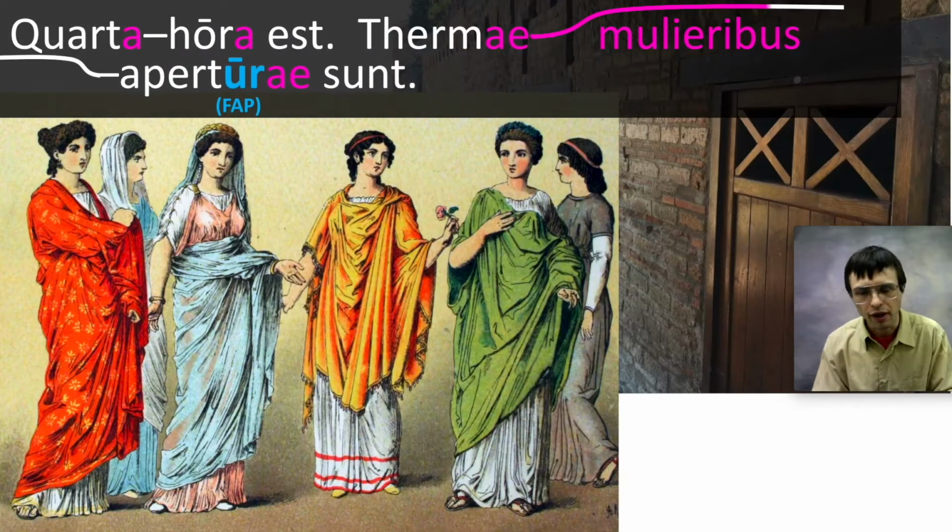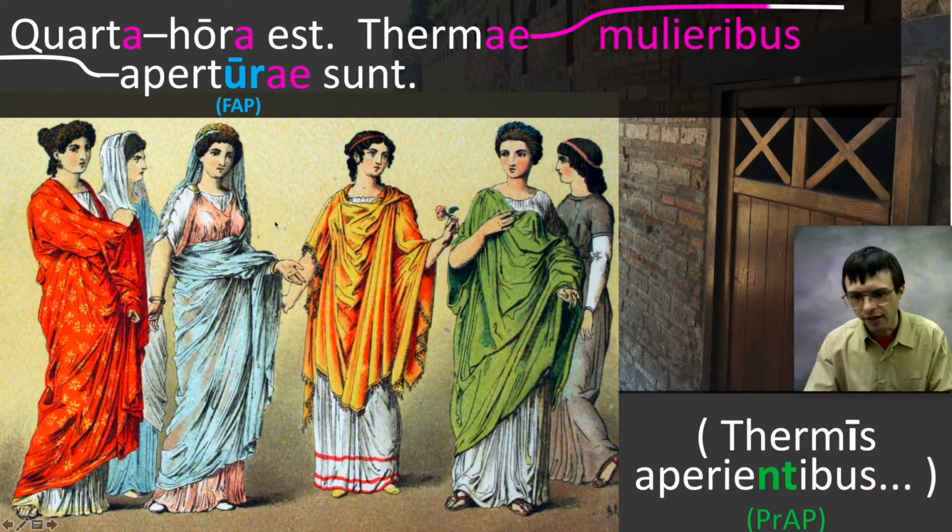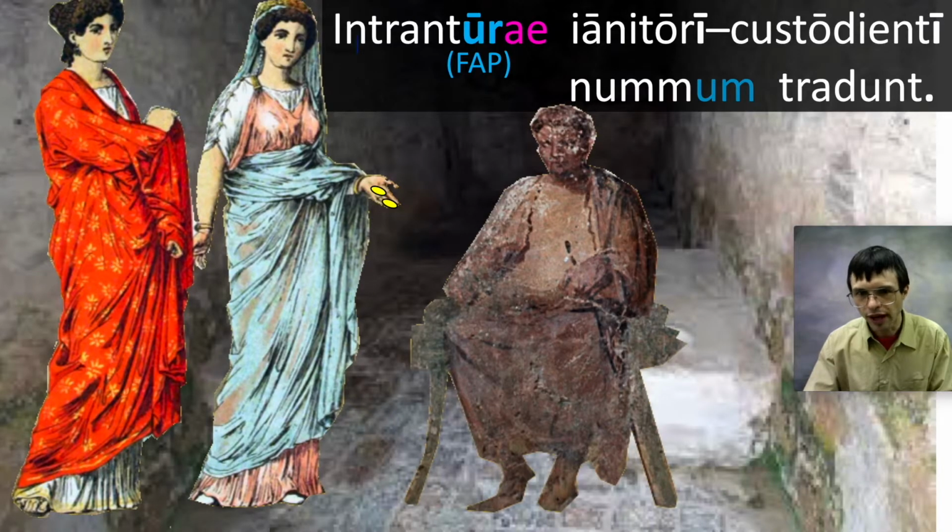Okay, so first part. Quarta hora est. Termae mulieribus aperturae sunt. So hopefully you can translate this. It's the 4th hour. The baths are going to open to the women. Now that's the only one I'm going to translate. The rest you're going to have to translate yourself. Termis aperientibus, there's an ablative absolute. Intranturae, the ones going to what? Janitori custodienti numum tradunt.